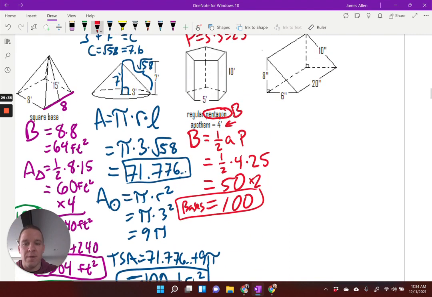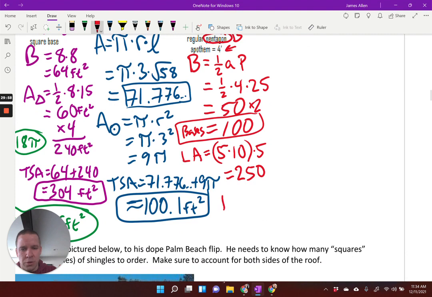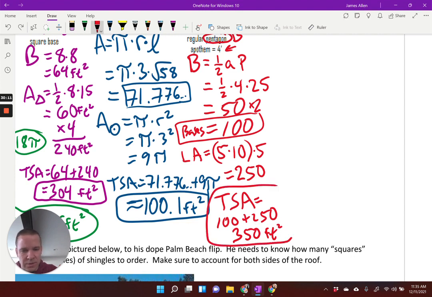Then I need my rectangles. Well, all my rectangles are 5 by 10, right? So the lateral area is 5 times 10. How many sides are there? There's 5. So 50 times 5, we get 250. And then I'm going to put all that together. So total surface area equals 100 plus 250. That's 350 feet squared. Make sure you got those units at the very end, right? Total surface area is that.